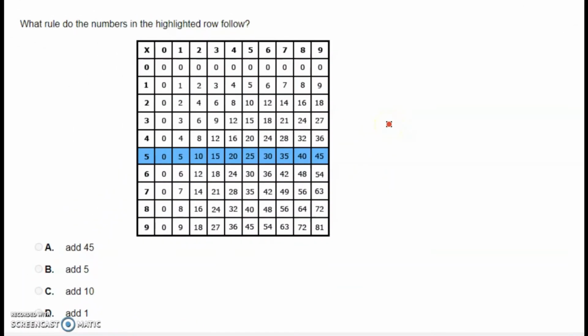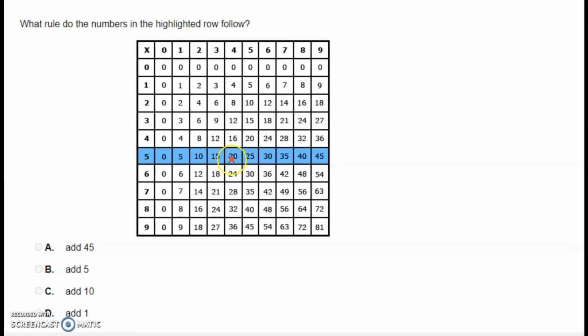Our next exercise. What rule do the numbers in the highlighted row follow? 0, 5, 10, 15, 20, 25, 30, 35, 40, 45. Let's start with 0 here, because this is the times table of 5. 0 jumps to 5. 5 jumps to 10. From 5 to 10 are 5 numbers. 10 to 15 is 5 as well.